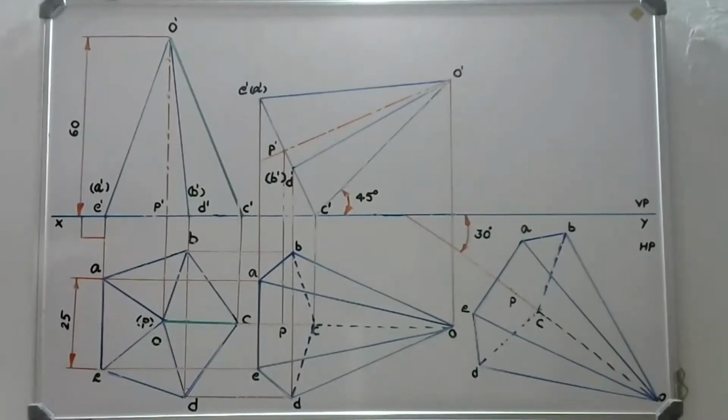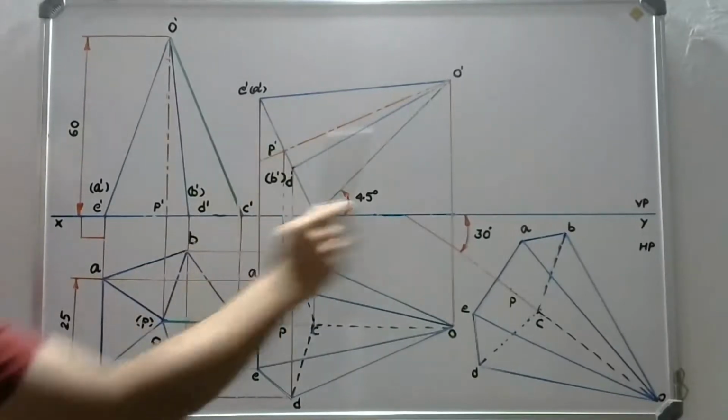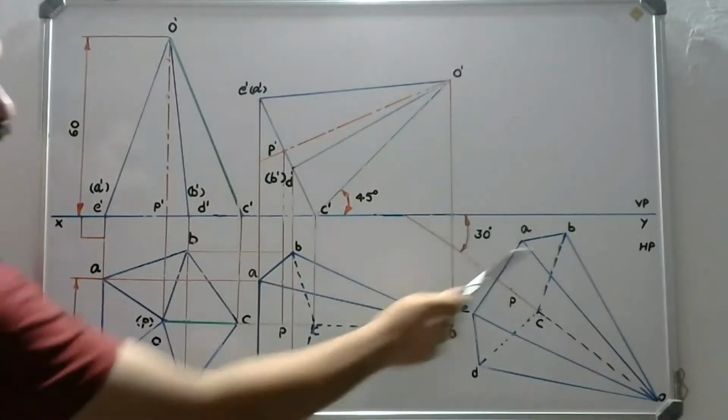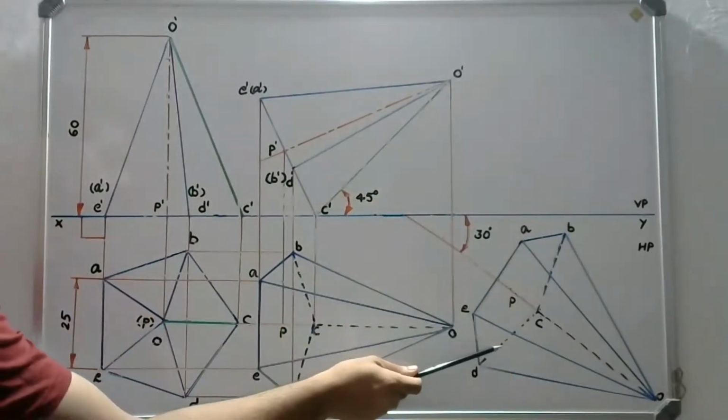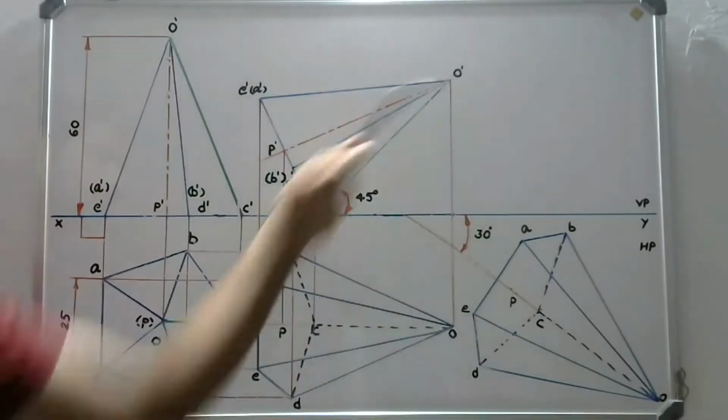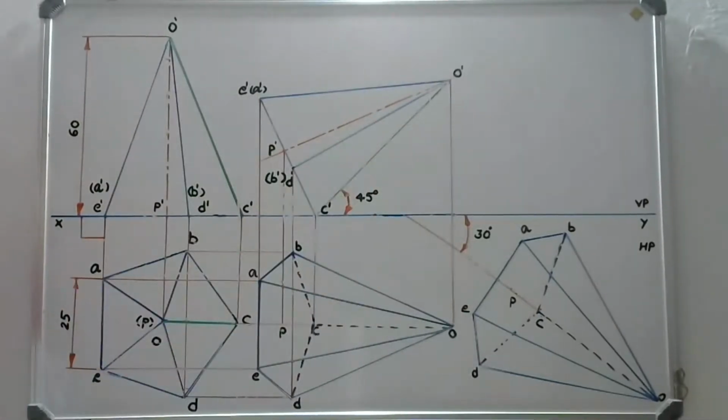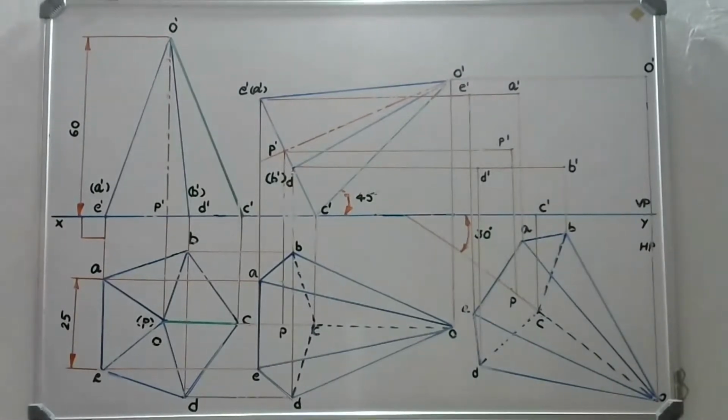To obtain the final front view, project all the points in the second front view to the right side, then all the points in the third top view to the front view, that is on the vertical plane. The meeting point will give the position of the final answer. We got all the points in the final front view: A dash, B dash, C dash, D dash, E dash, and P dash, O dash.